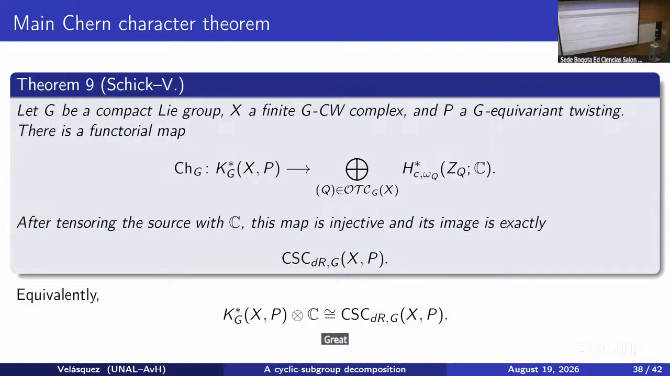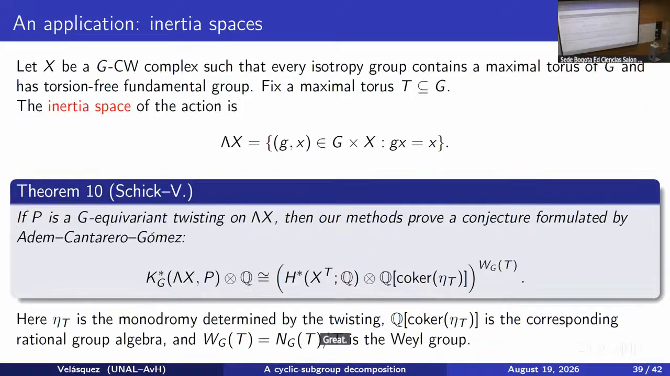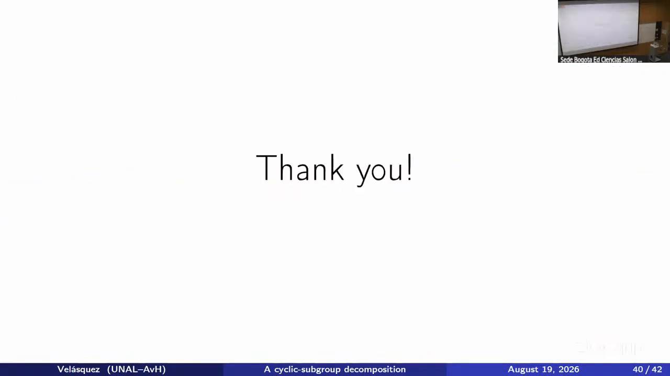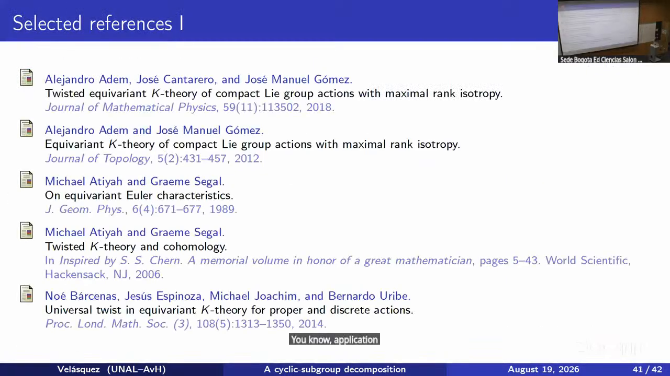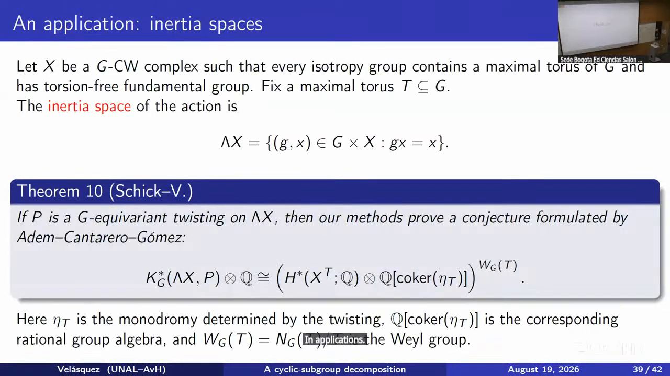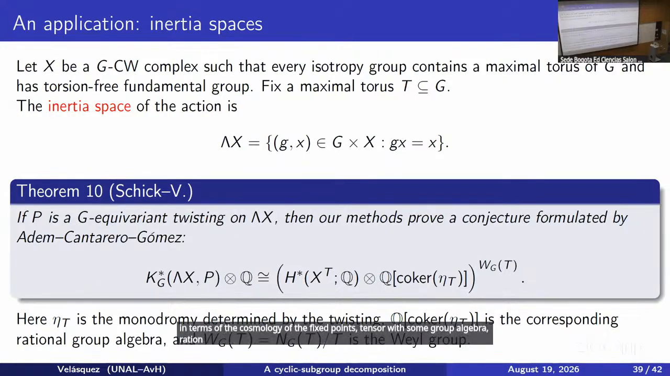Okay. And final applications. So as a final application, we have this result that proves a conjecture of Adem, Cantarero, and Gómez. Let's say that we can compute the twisted K-theory for certain inertial spaces in terms of the cohomology of the fixed points tensored with some rational group algebra, invariant by the action. Okay.